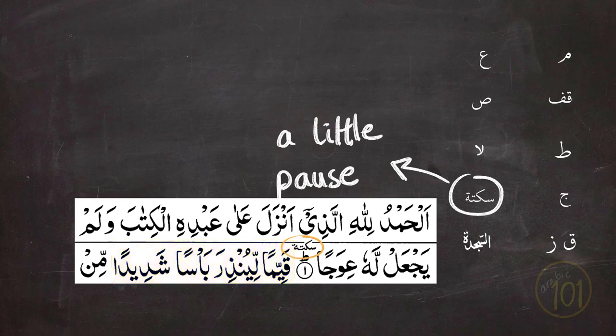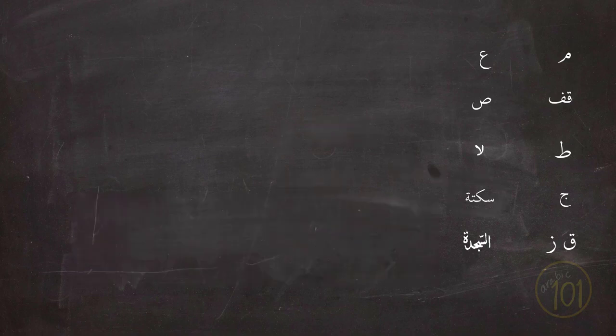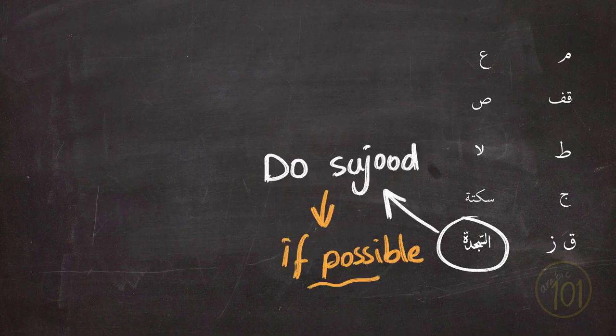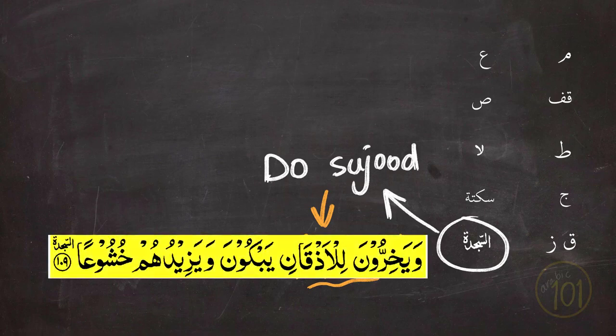So here I stopped momentarily for a second without having to take a breath, and then I kept on reading, because that is what this sign means. Next is a sign that looks like the word as-sajdah, and it means that you will do sujood after finishing this verse, like in this example.